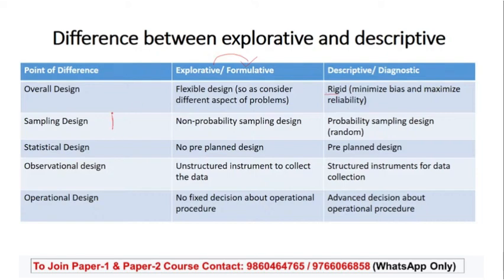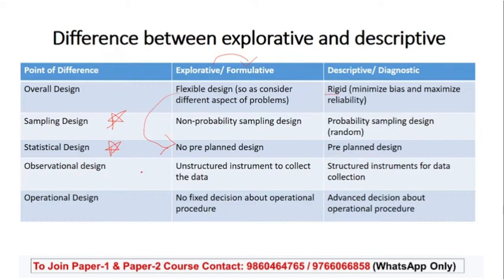Now, sample design, sampling. See, statistical, observational, operational, I have taught you all these words. When we talk about sampling in exploratory research, it is non-probability sampling, and we are going to do non-probability sampling also, what it is. Whereas in descriptive and diagnostic, we can see probability sampling implemented. When you go with statistical design, there is no pre-planned design, it is flexible. You don't have to keep in mind that it is flexible, that's the reason there is no pre-planned design. Here it is rigid, so obviously it will require a pre-planned design.